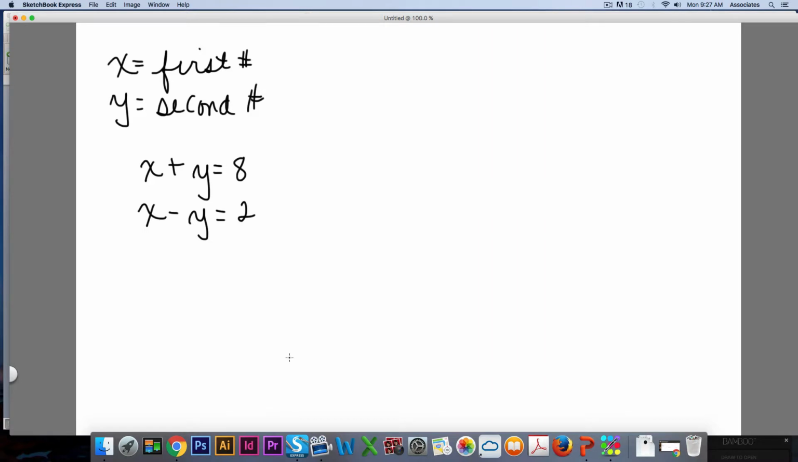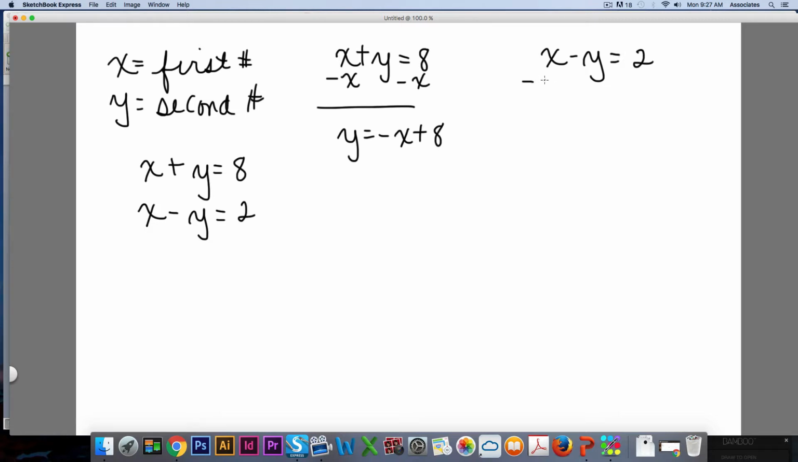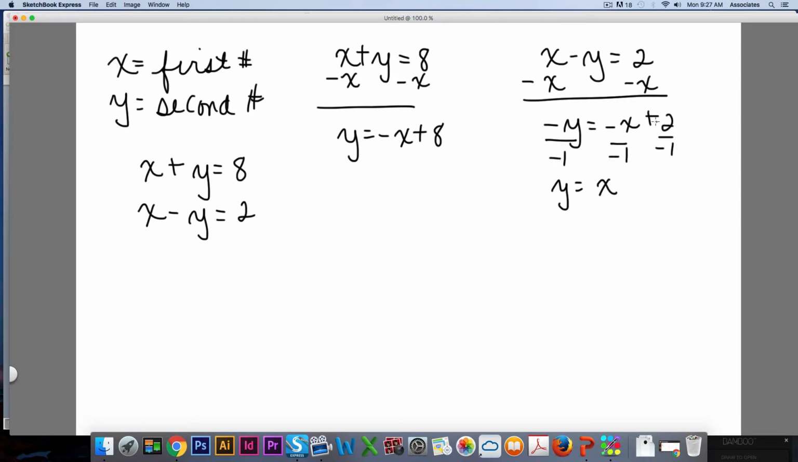So the first thing I want to do is get each one in slope-intercept form. I want to solve it for Y. So let's take the first equation. I'm going to subtract X from both sides. So I get Y equals -X plus 8. Second one was X minus Y equals 2. I'm going to subtract X from both sides. I get -Y equals -X plus 2. I'm going to divide everybody by a -1 or take the opposite of everybody's sign because Y has to be positive. A negative divided by a negative is a positive, so that just gives me 1x. A positive divided by a negative is a negative. Here are my two equations that I'm going to graph.